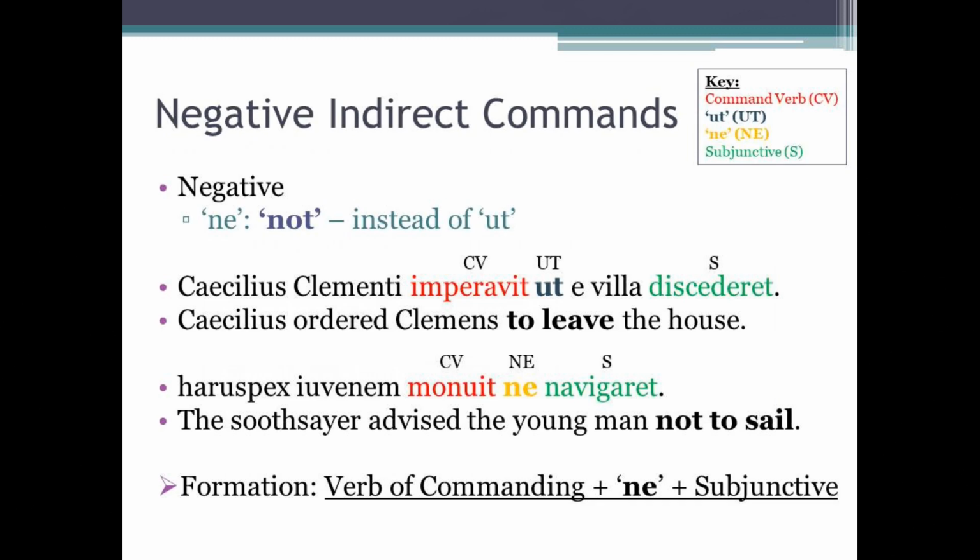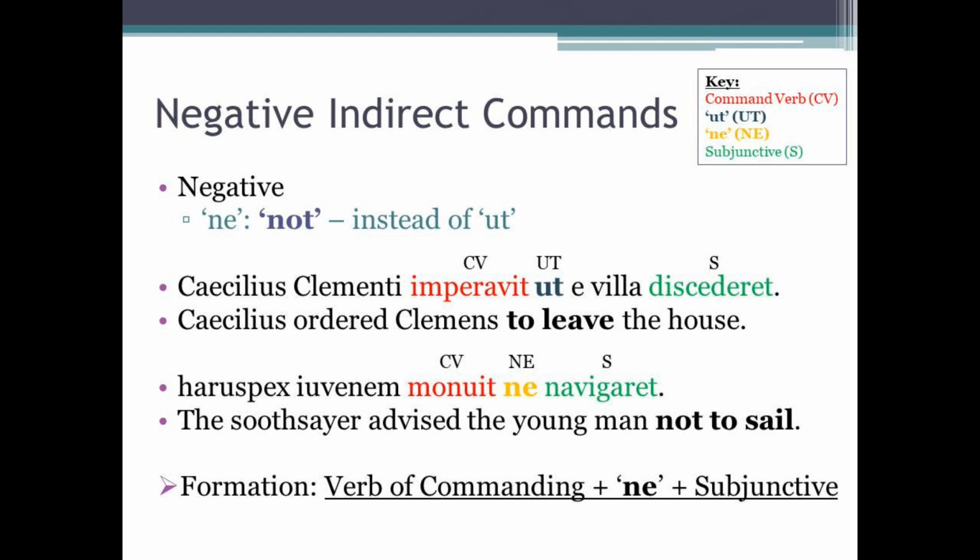Okay, let's move on to having a look at negative indirect commands. In a recent video, we looked at indirect commands, which are formed with a verb of command plus ut plus a subjunctive. But now, with negative indirect commands, because they're in the negative form, ut is replaced with the word ne, which is translated with the word not.